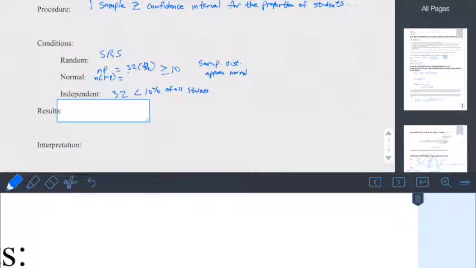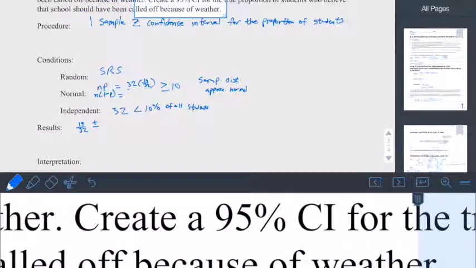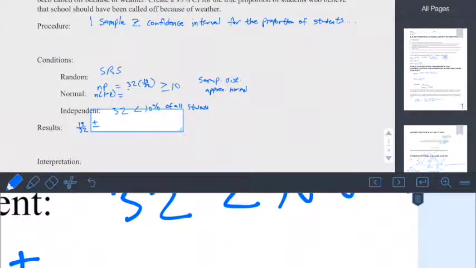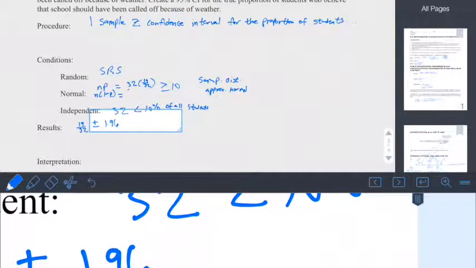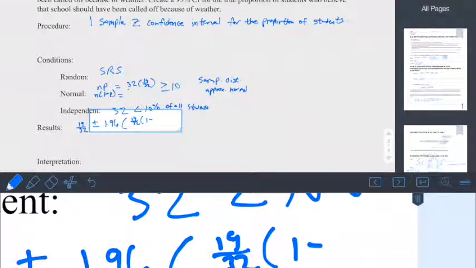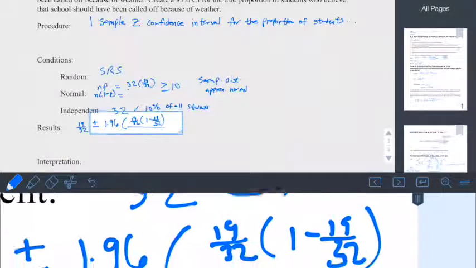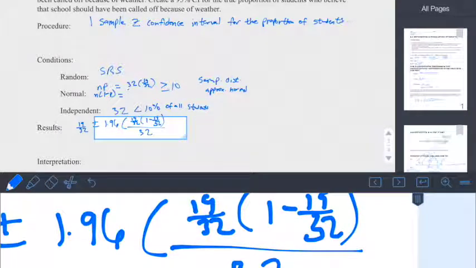And then our results. So we have our p hat, which was 19 out of 32, plus or minus, we have our 95% confidence interval. So remember, we just found that z star that goes with that, and it was 1.96, times our standard deviation. So 19 out of 32 was our p hat, times 1 minus 19 out of 32, over n, which was 32, all square rooted.